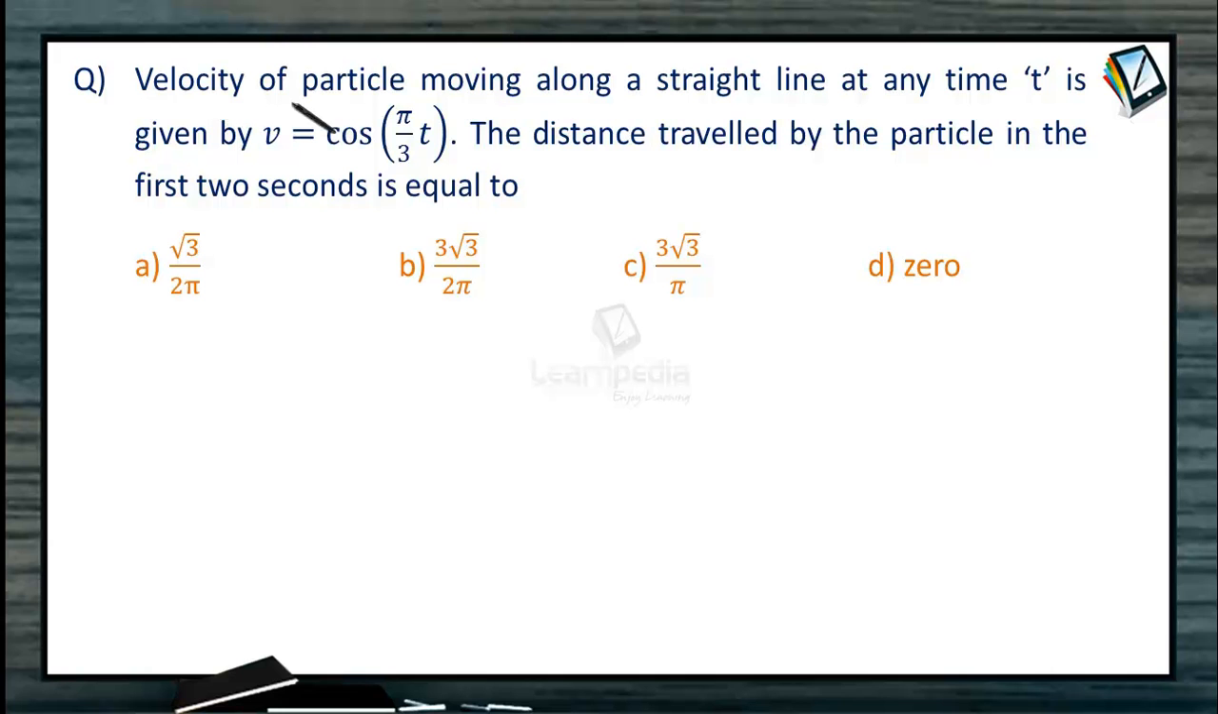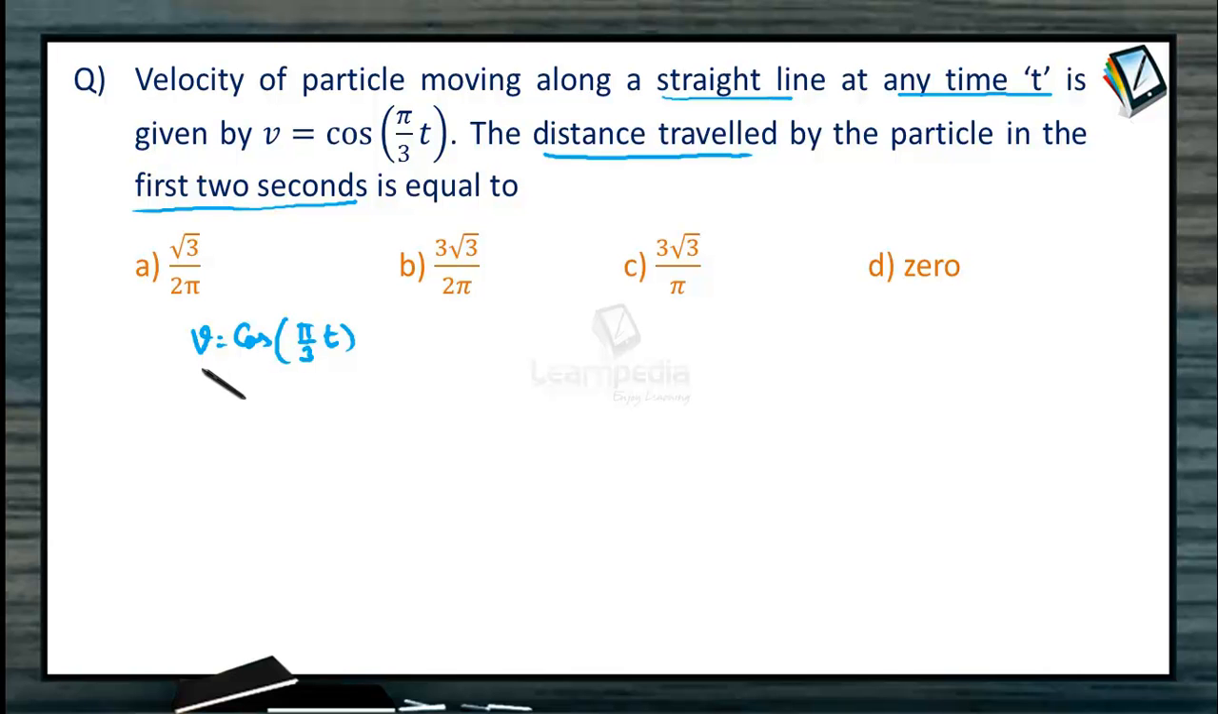So here, the velocity of a particle moving along a straight line at any time t is given as v = cos(πt/3). We want the distance traveled by the particle in the first 2 seconds. So we require to calculate distance with the velocity that is given to us. So what can we do?